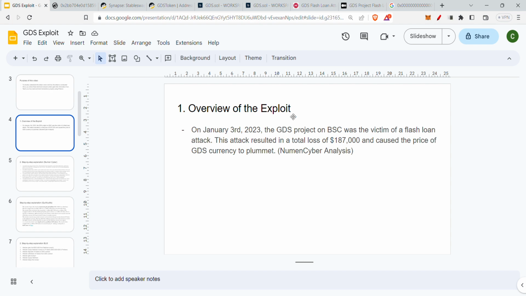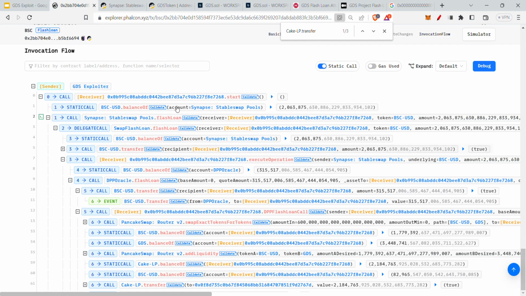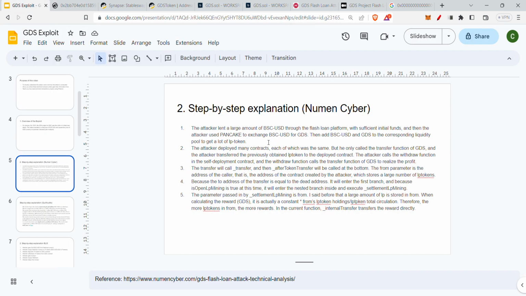So this doesn't really say anything about how the exploit is done, but if you read the Medium articles of Numen Cyber and Quill Audits, you can see that they actually go through a step-by-step explanation. Now this step-by-step explanation, I won't go through what they go through, but I'll be showing you how it happens on the Phalcon invocation flow. So we'll better understand what actually happens behind the scenes.